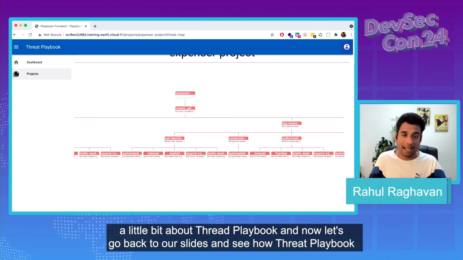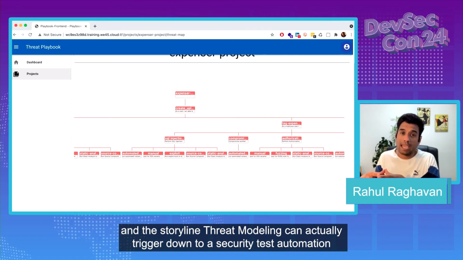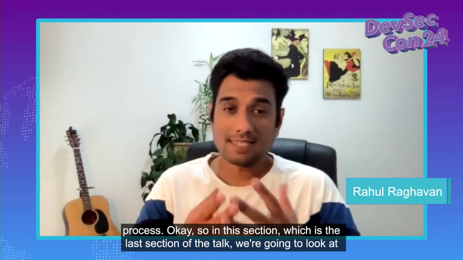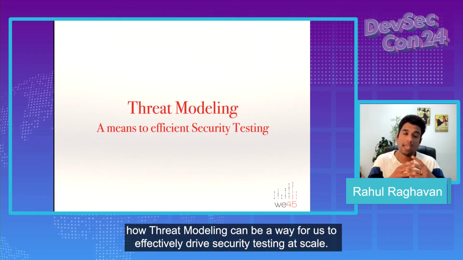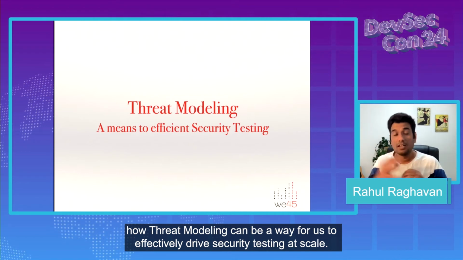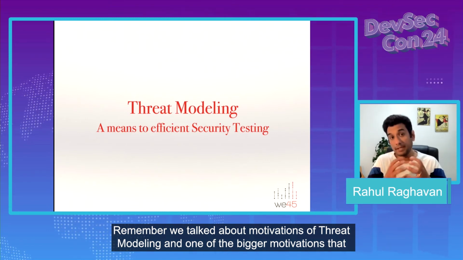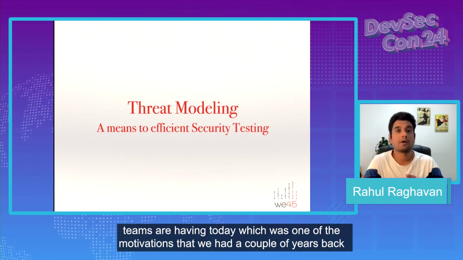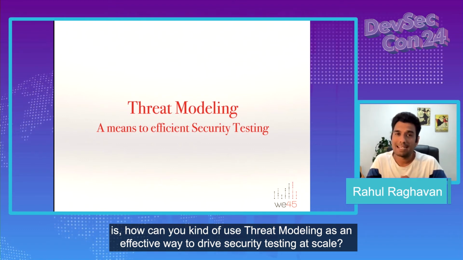And now let's go back to our slides and see how Threat Playbook and the story-driven threat modeling can actually trigger down to a security test automation process. Okay, so in this section, which is the last section of the talk, we're going to look at how threat modeling can be a way for us to effectively drive security testing at scale. Remember, we talked about motivations of threat modeling, and one of the bigger motivations that teams have today, which was one of the motivations that we had a couple of years back, is how can you use threat modeling as an effective way to drive security testing at scale?